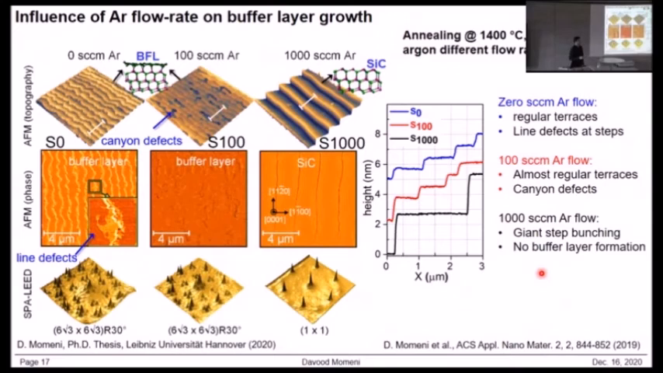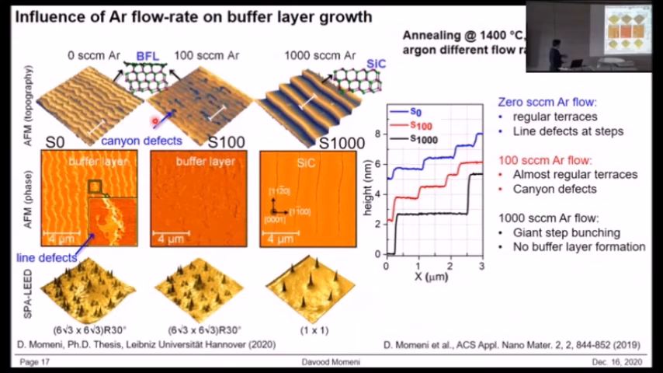So, getting high quality graphene entails multiple optimizations. Here I'm going to show you one of the important growth parameters, the argon gas flow, which so far has been less regarded or neglected. Here you can see three samples processed with the same conditions, only the gas flow is different. Here we have 0 SCCM, in the middle 100 SCCM, and on the right 1000 SCCM gas flow.